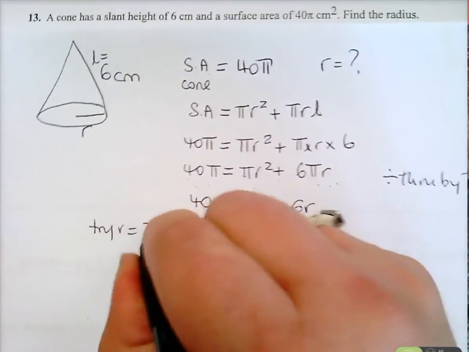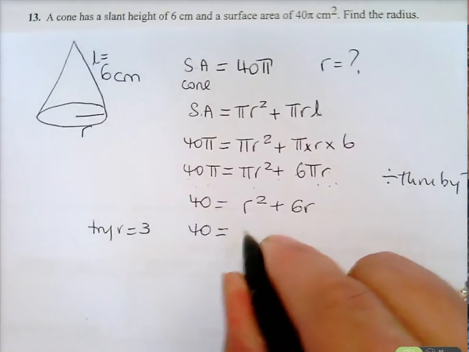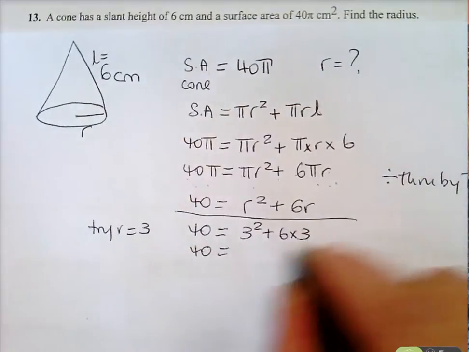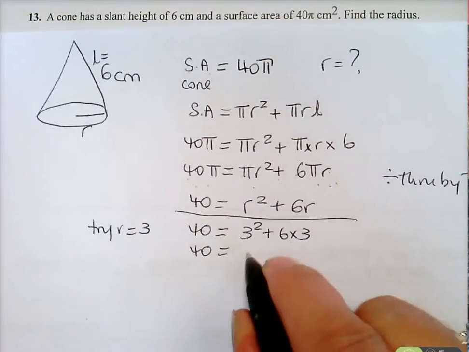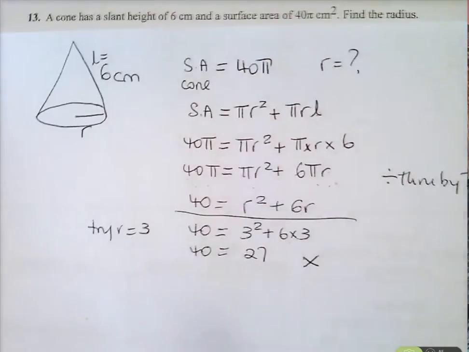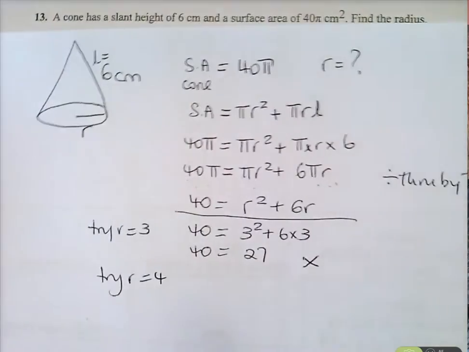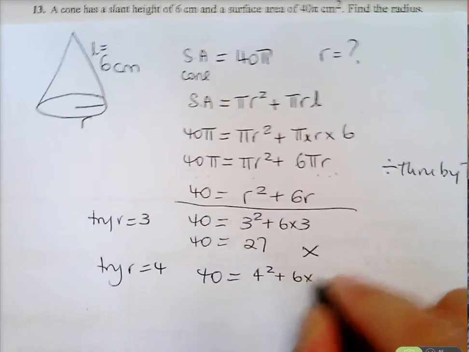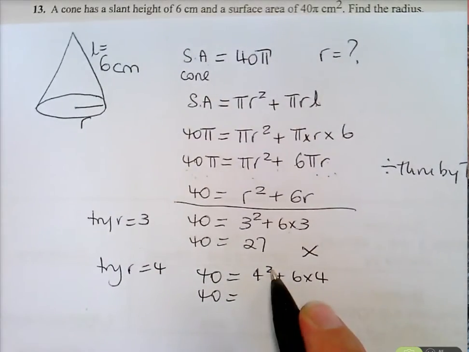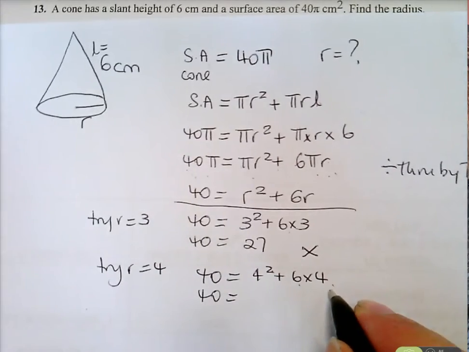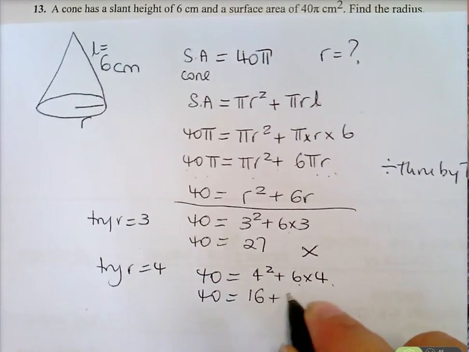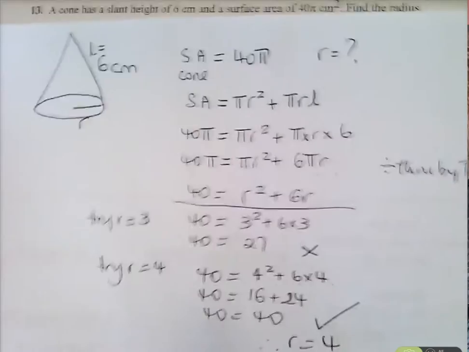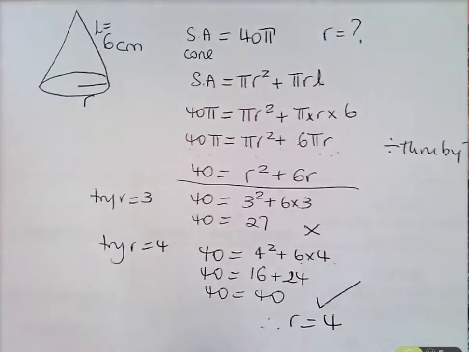So let's try r is 3. What do you get? 40 is 3 squared plus 6 times 3. Does that work? 9 plus 18 is? That's incorrect. Try r is 4. Do you see what I'm doing? 40 is 4 squared plus 6 times 4. What's 4 squared? 16 plus 24. So what's r? Therefore, r is 4.